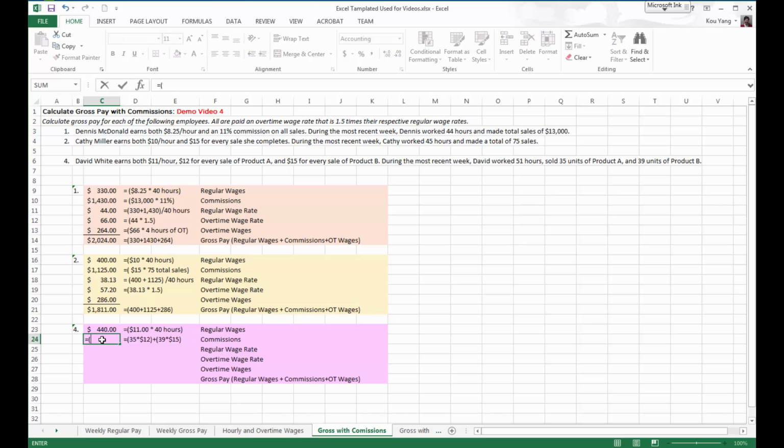I'm going to go ahead and take 35 times 12 plus 39 times 15. Okay, that's my formula in Excel. You could do that if you wanted to. If you didn't want to, you can go ahead and do it separately and then just add them together. Okay, so my total commission is $1,005 for selling 35 units of product A and 39 units of product B. My regular wage rate, once again, I'll be taking my regular wages plus my commissions and dividing that by 40, to get a regular wage rate of $36.13.